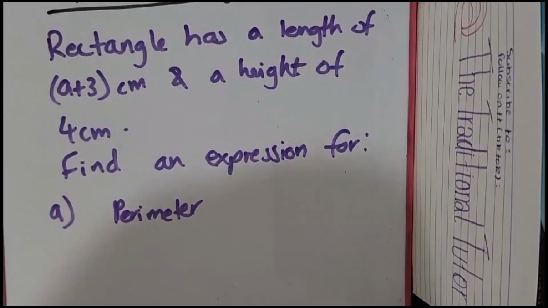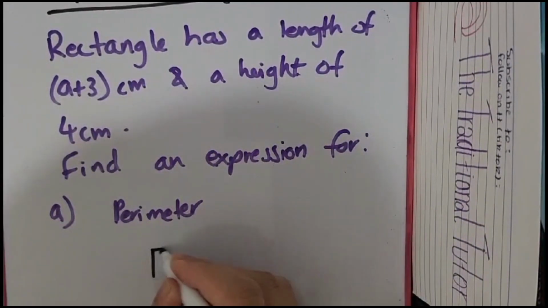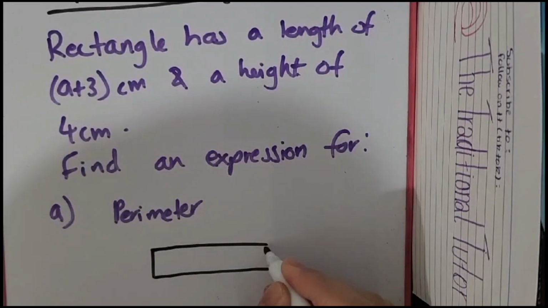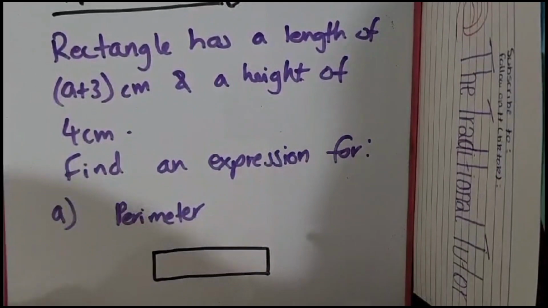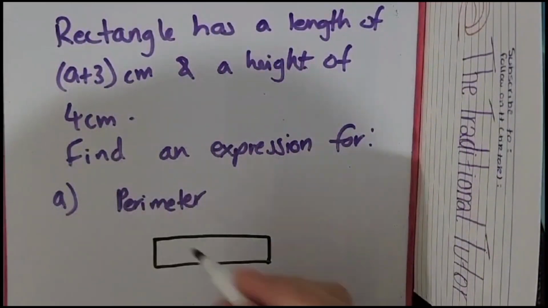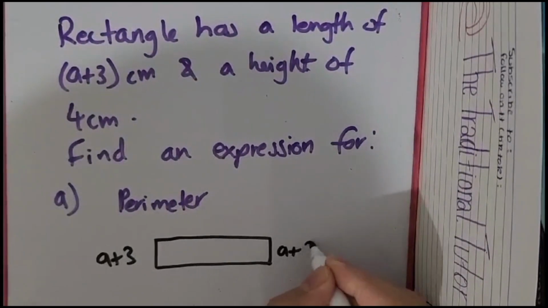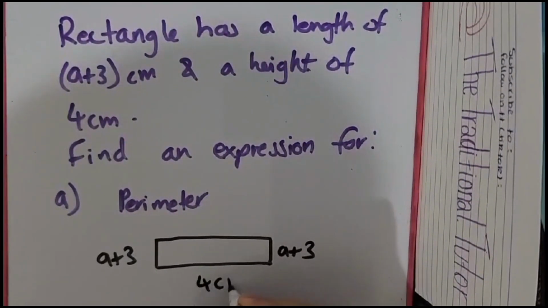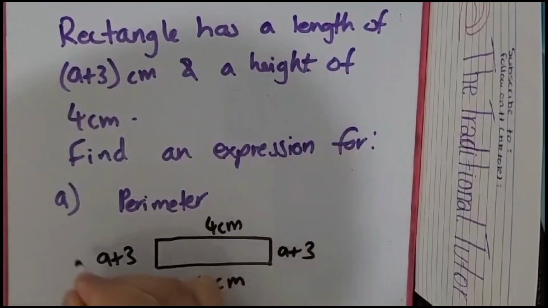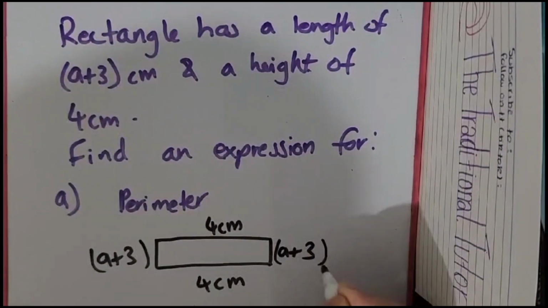Okay, so we've got to just revise what does a perimeter mean, and for that what we can do is just sketch out the shape. So that means a rectangle in this instance. Okay, so we've been given the dimensions that the length is a plus 3, okay, and the width is 4 centimeters. Just put brackets around as well.